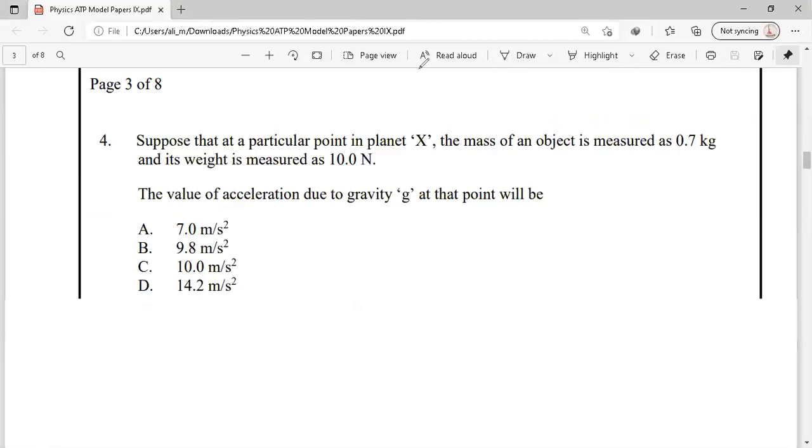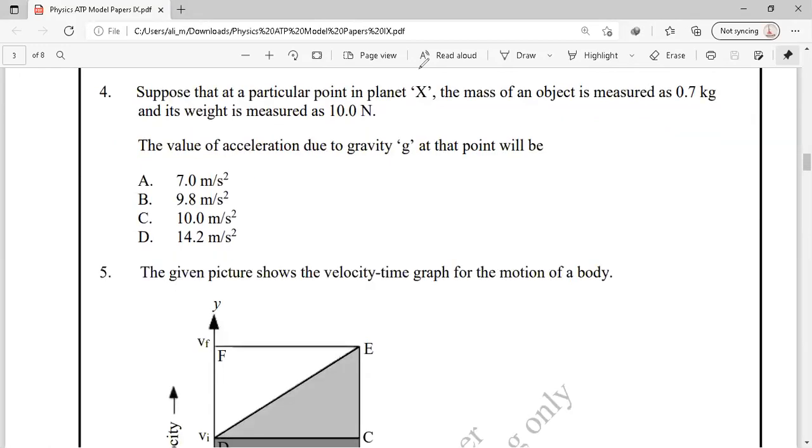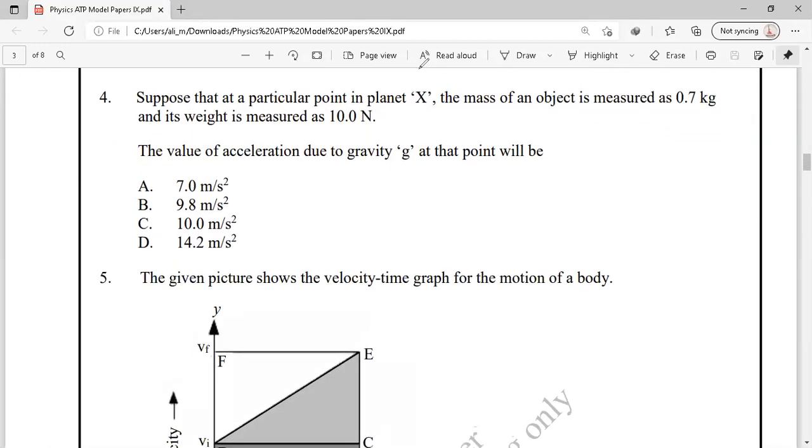Let's see question number 4. Suppose that at a particular point in a planet X, the mass of the object is measured as 0.7 kilograms. So this is the mass of an object, and its weight is measured as 10 Newton. We have to find the value of acceleration due to gravity.